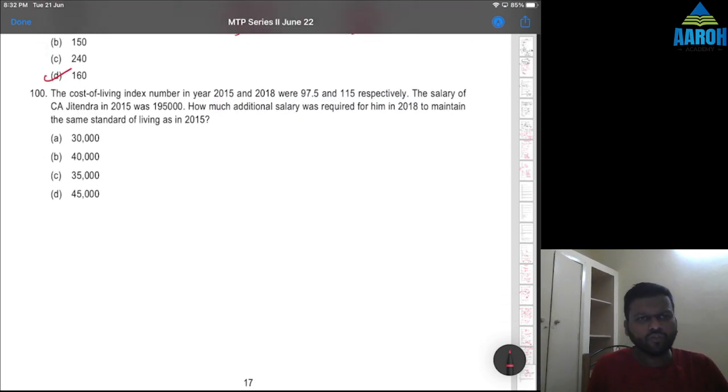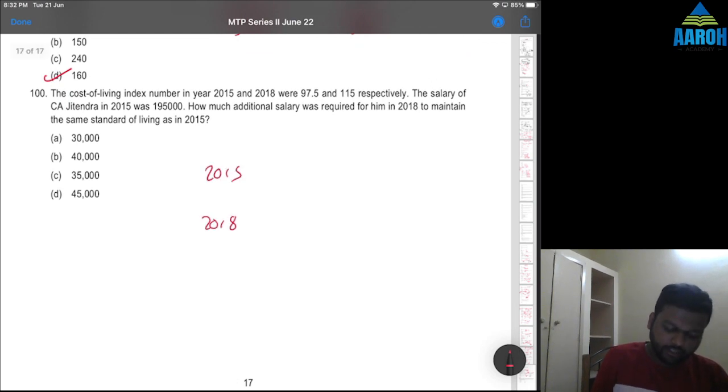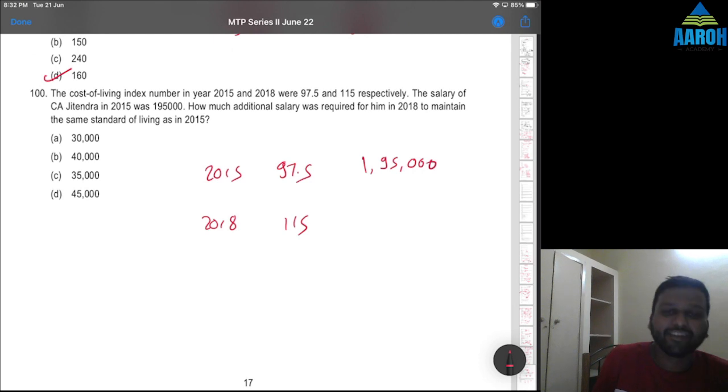Last. Cost of living index number in 2015 and 2018 was 97.5 and 115 respectively. Salary of CA Jitendra in 2015 was 1,95,000. I hope it is monthly salary and not annual salary. How much additional salary was required for him in 2018 to maintain the same standard of living as 2015?